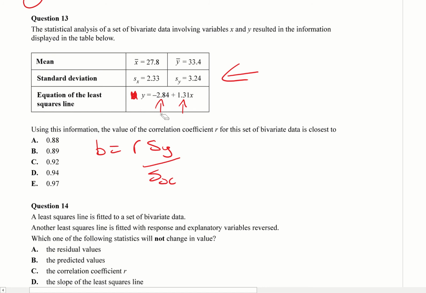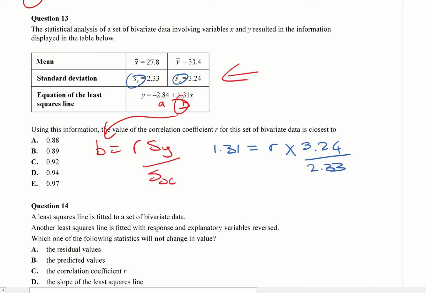In this case, as I said before, this is A, this is B, so my B has already been indicated there. Okay, so I'm going to put 1.31 equals R times, and SY in this case is 3.24. I'm going to divide that by SX, which is 2.33. And when I transpose that, or I could use solve, my R is equal to 0.94. Okay, and that means the answer is D.